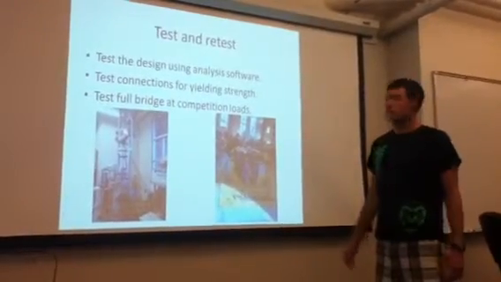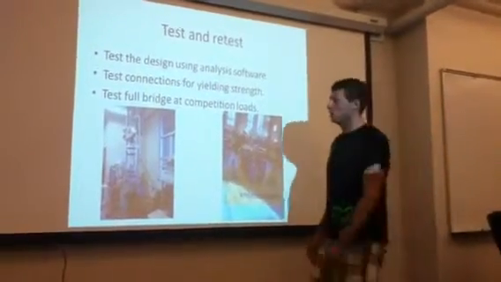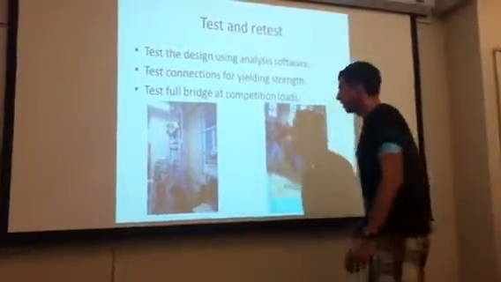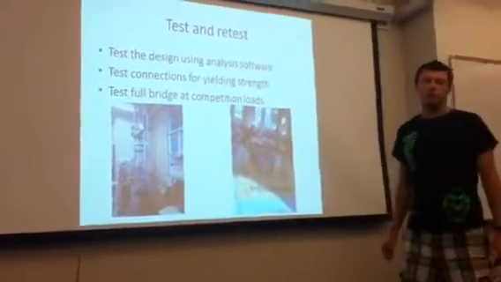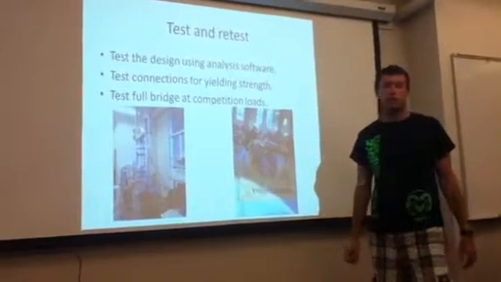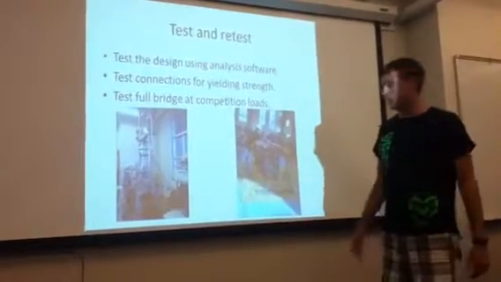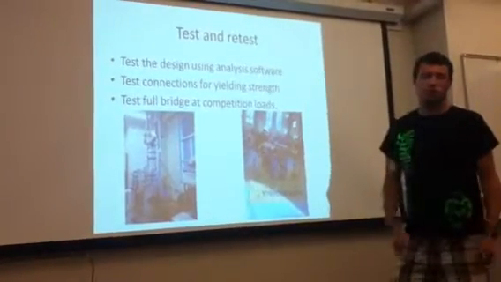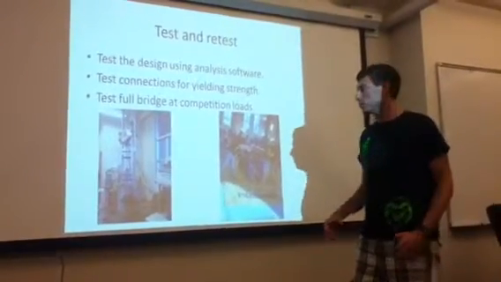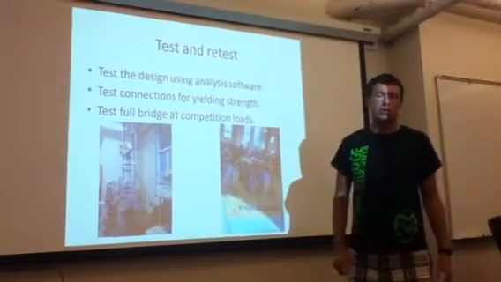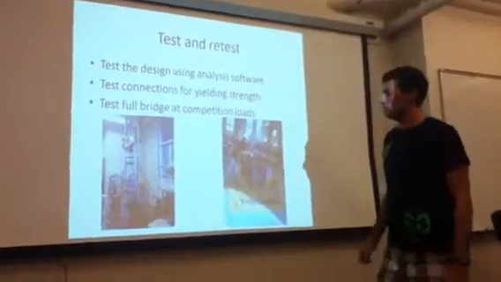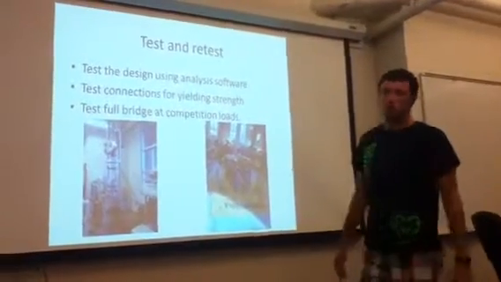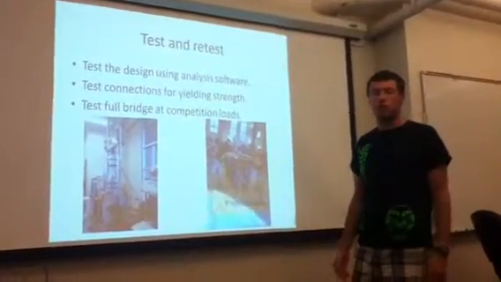Also, you can test the connections by using this tool we call a universal tester. It can be found in the civil lab in this engineering building. This can be used to apply a tension load to the connection until it begins to yield, and it will calculate that load for you so that you can find out the actual strength and whether or not it's strong enough.